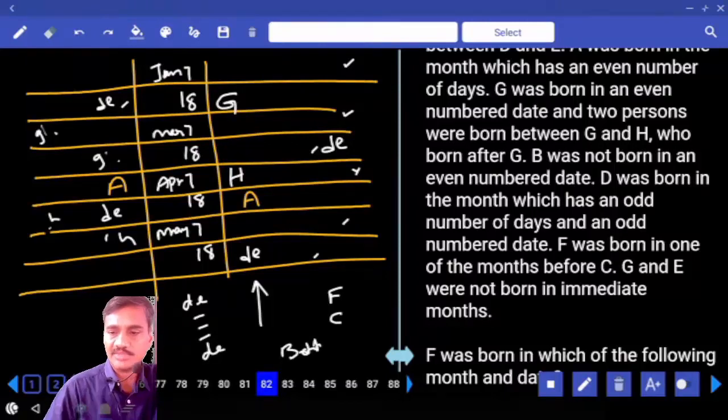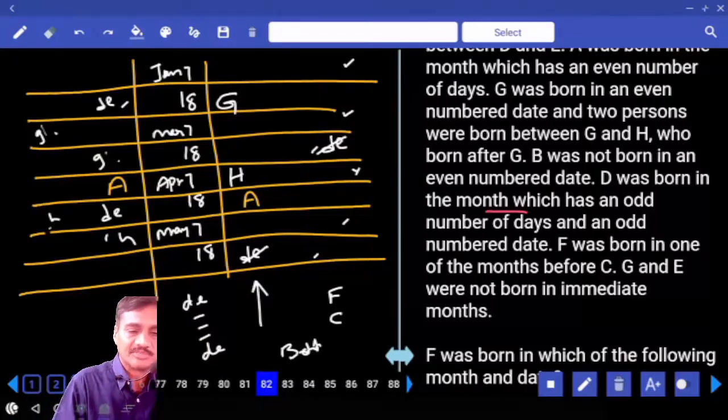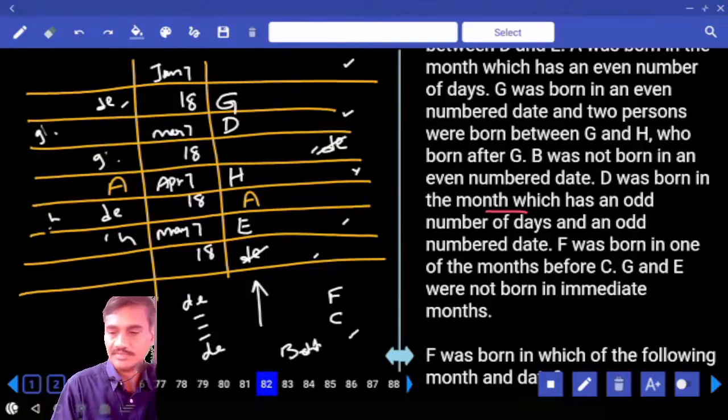D was born in the month which has odd number days. And D was born in the month which has odd number days and an odd number date. Now D was born on an odd number date, and this case is not possible because D cannot be odd number. Next, D must be odd number. D odd number, hence D is here. 1, 2, 3, E is here. D and E, because E and G are not adjacent. Next one, F is adjacent to C. F was born in one of the months before.